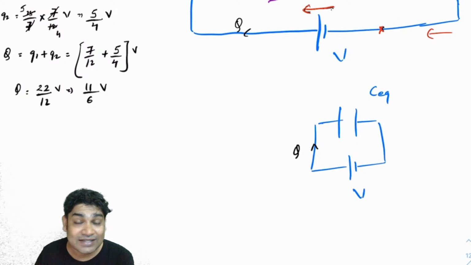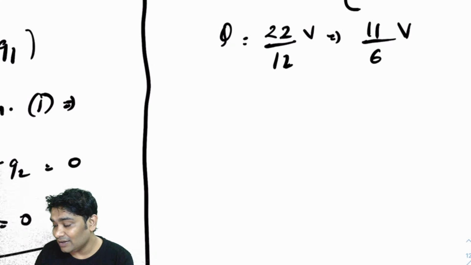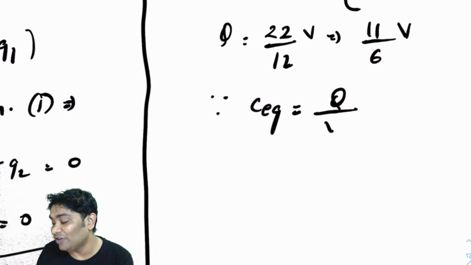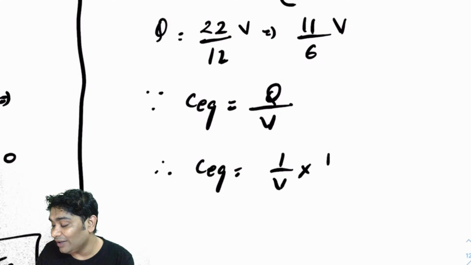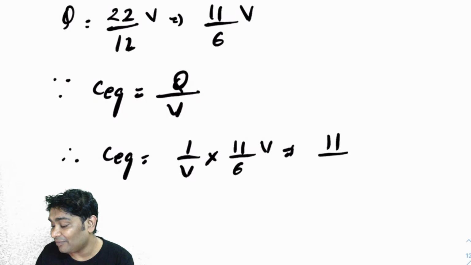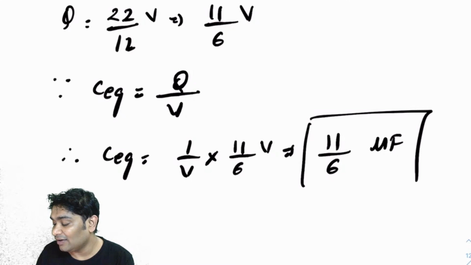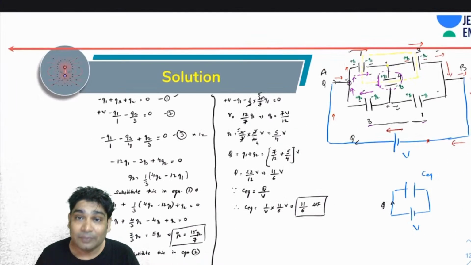Now, from here, what would have been C equivalent? C equivalent would have been Q over V. Since C equivalent is Q over V, let's just substitute the value of Q here. Therefore, C equivalent would be 1 by V into 11 by 6 V. So this is what I am getting as my final answer. I got my final C equivalent as 11 by 6 microfarad.